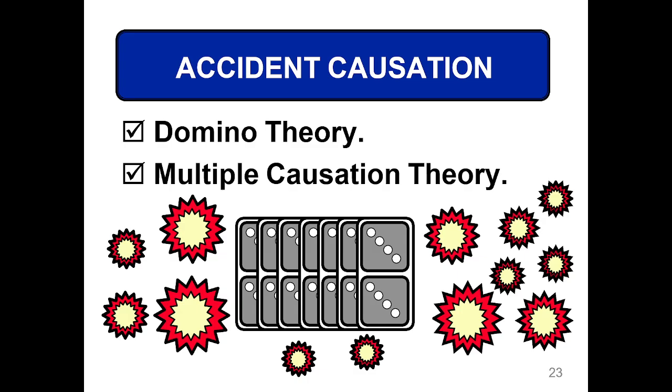So we'll go ahead with the accident causation. There are two theories that we shall discuss here: the domino theory and then the multiple causation theory, which I think the Swiss cheese model now comes under. Swiss cheese model, or the human factors accident classification system, that is HFACS.